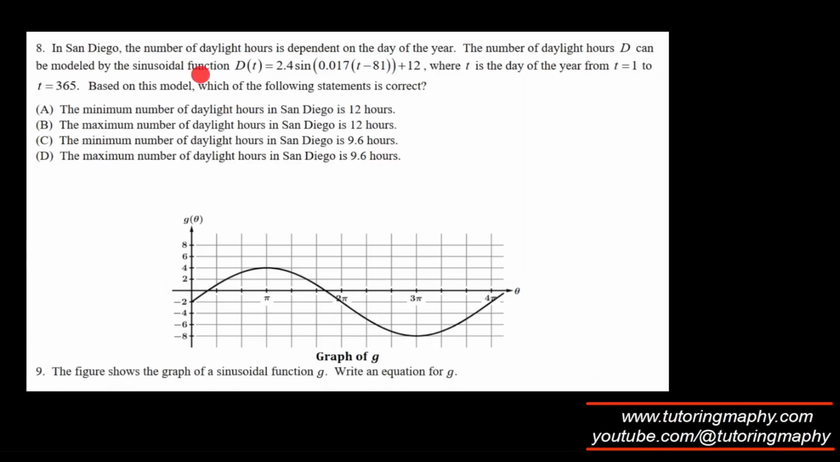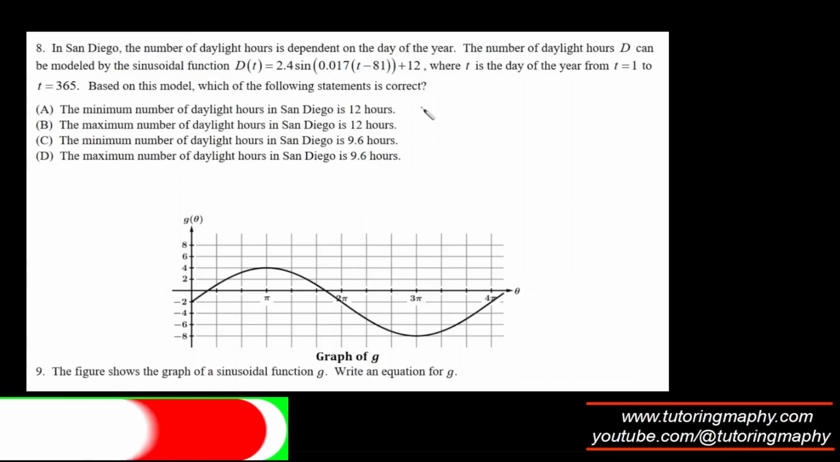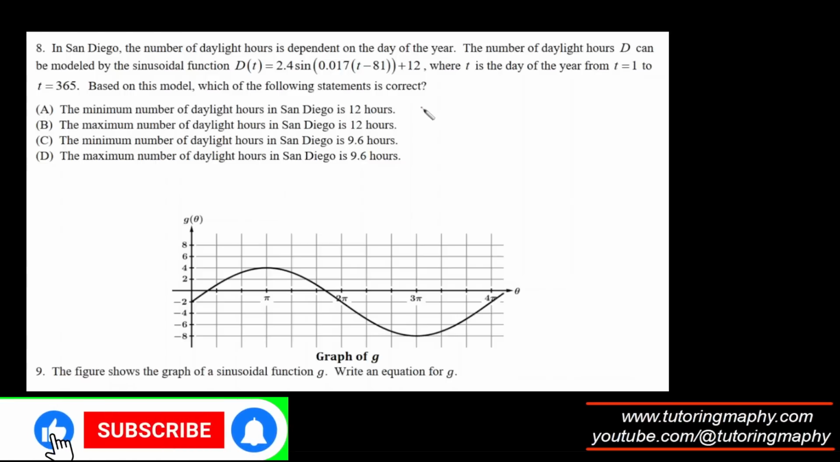In San Diego, the number of daylight hours is dependent on the day of the year. Now, the number of daylight hours can be modeled by this function, where t is the day of the year from t equal to 1 to t equal to 365.